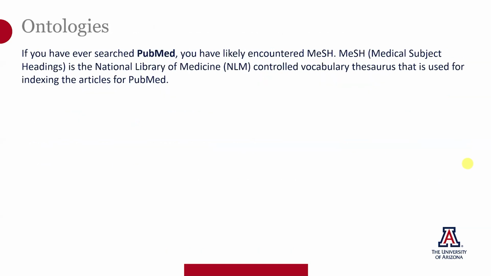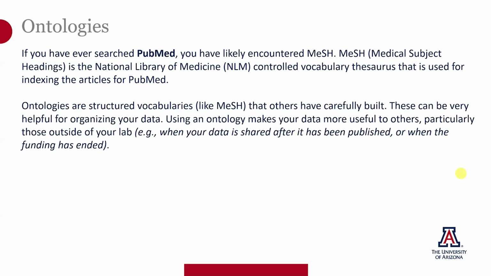Ontologies are another way to organize your data. If you've ever used PubMed, you've probably encountered the medical subject headings that are part of the structured vocabulary that the National Library of Medicine uses. Ontologies are structured vocabularies like MeSH that have been carefully crafted by others, and they can be useful for organizing your data. An ontology has the potential to make your data more useful to others, particularly those outside of your lab. For example, if your NIH-funded data is shared after it's been published or when your funding has ended.